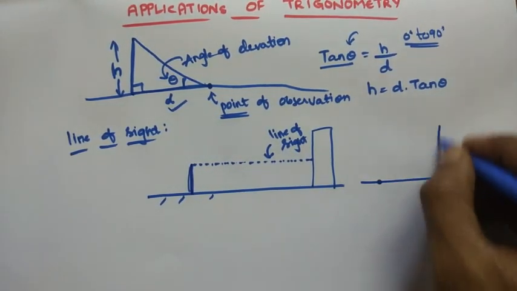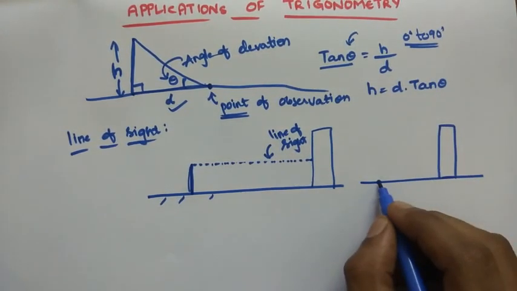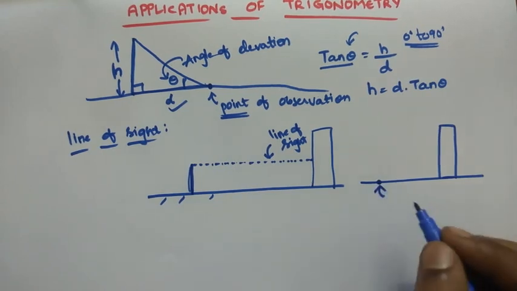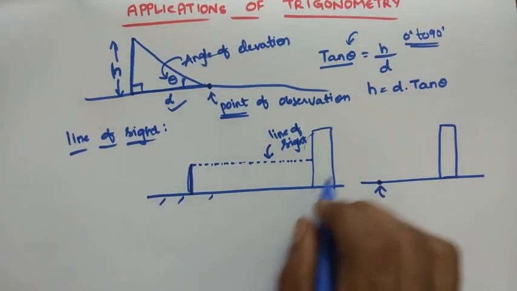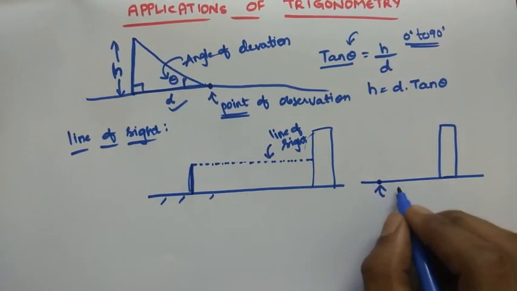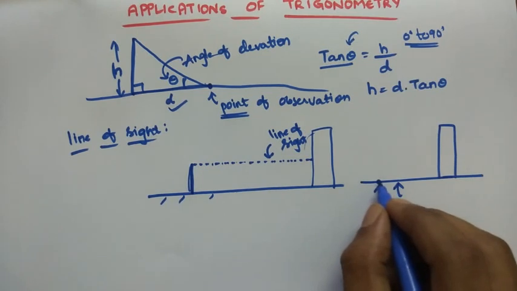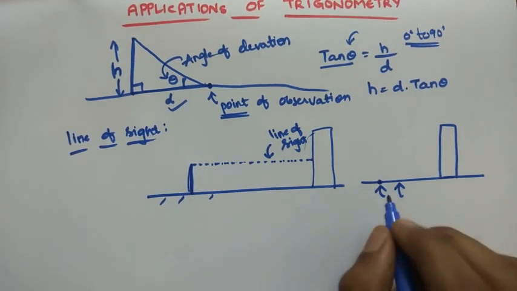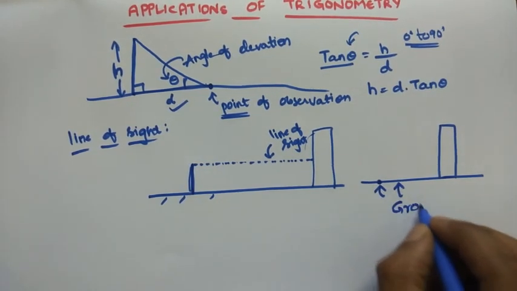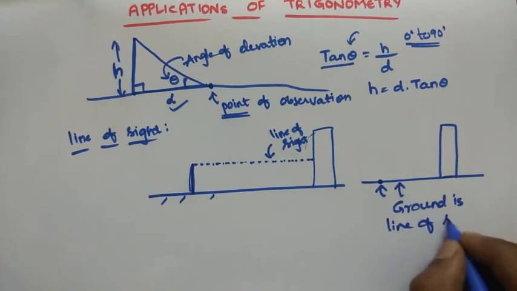Okay, so there is an object here. It is of two types. The point is on the ground, or a person is watching the object. Here the line of sight is itself the ground. So whenever the point of observation is given on the ground itself, the ground is the line of sight.